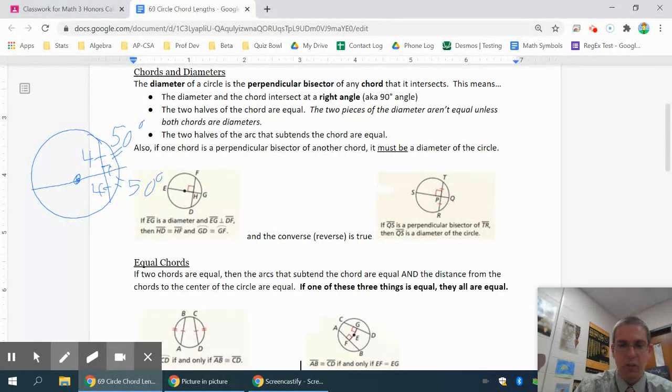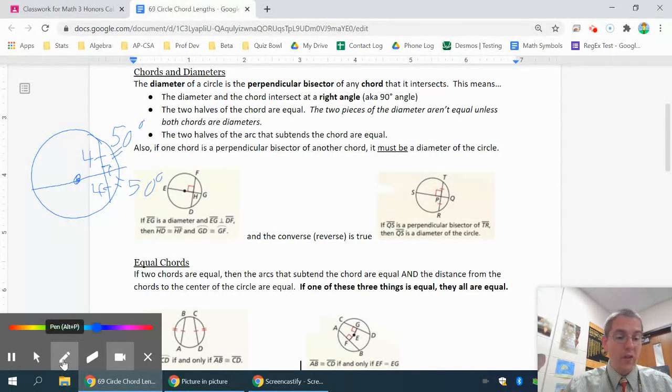So that's basically what you have going on for this first section. All three of those things go together. It's a right angle, it splits the chord in half, and it also splits the arc in half. Now, for this to be true, once again, this has to be a diameter of the circle, and it only works if it is a diameter. So that works in both directions. If it's a diameter, you know it's true, and if it's true, you know that line is a diameter.